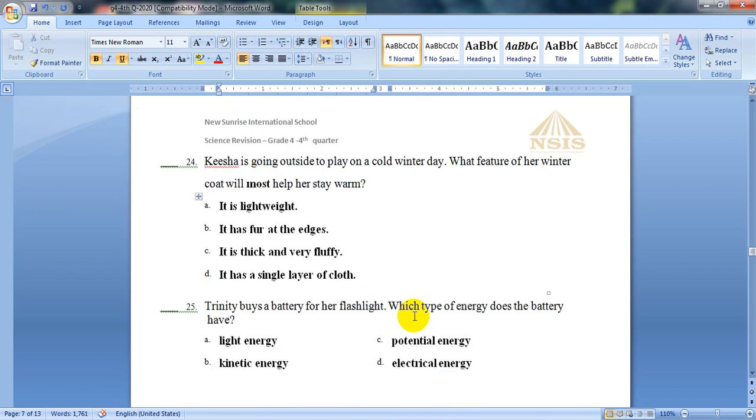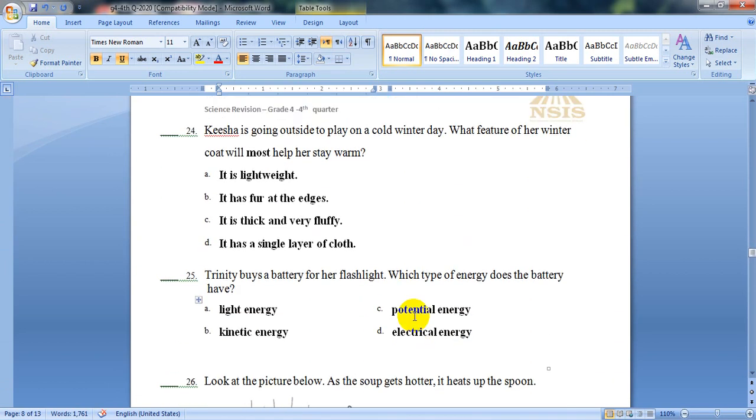The next question, 24. Keisha's going outside to play on a cold winter day. What feature of her winter coat will most help her stay warm? It's lightweight. It has fur at the edges. It is thick and very fluffy. It has a single layer of cloth.